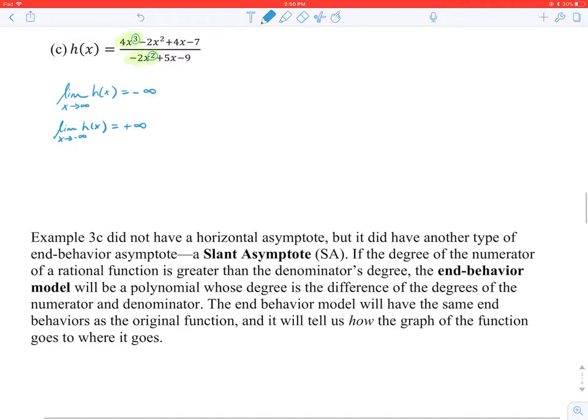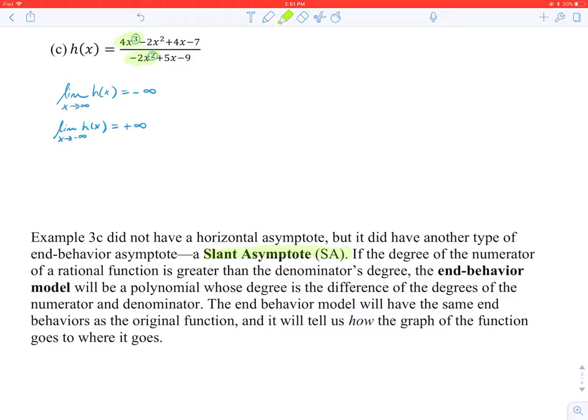So in example C, we saw we didn't have a horizontal asymptote. It does, however, have another type of end behavior asymptote, a slant asymptote, which you might remember from pre-calc when a rational function has a slant asymptote.